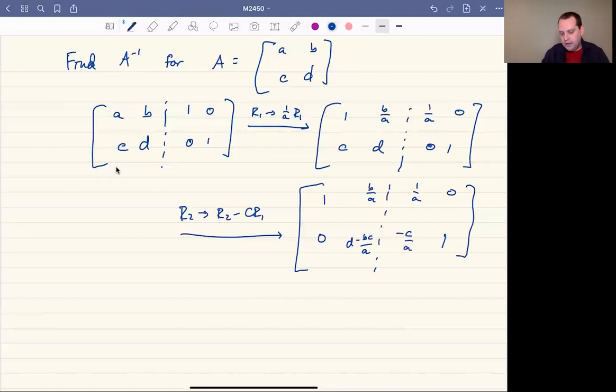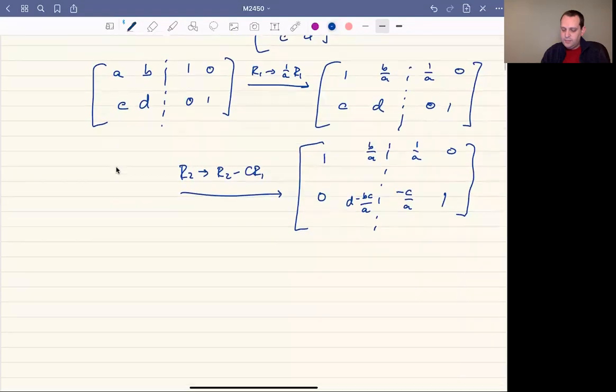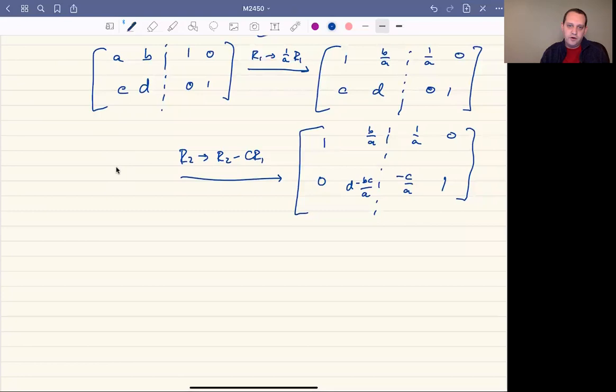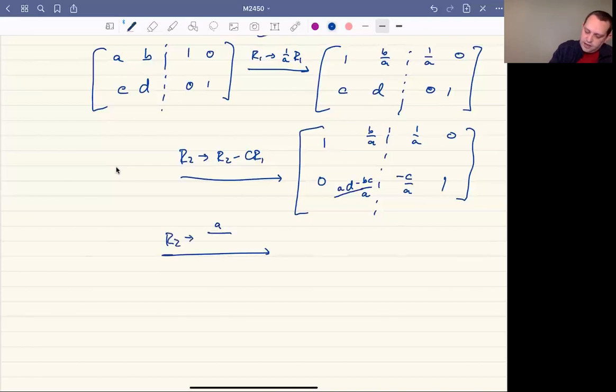Okay. In the second entry, I don't like that half of it is a fraction and half of it is not. Fractions are unavoidable, so let's make the entire term a fraction. I'm going to make that AD over A. So here we have AD minus BC over A. And I'm going to multiply by the reciprocal of that so that we can get a 1 there. So R2 is going to be A over AD minus BC times R2.